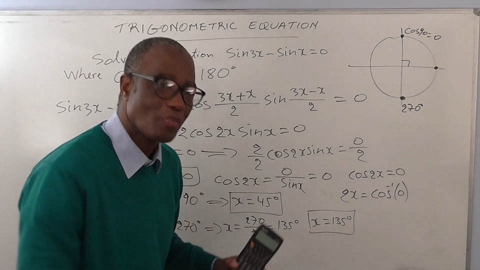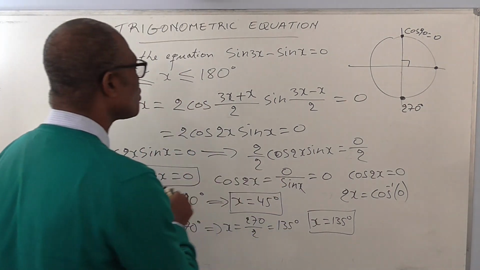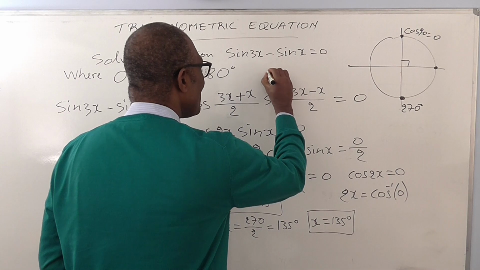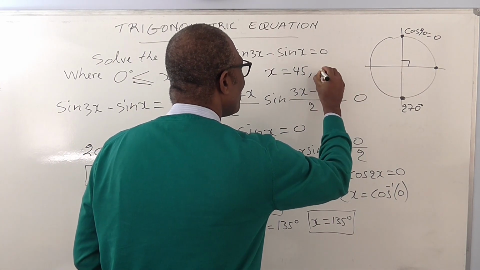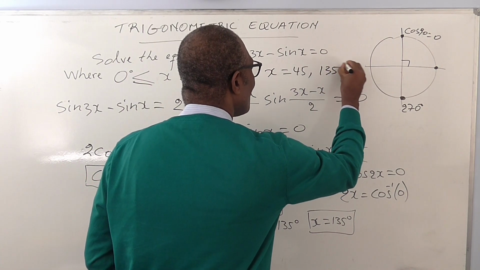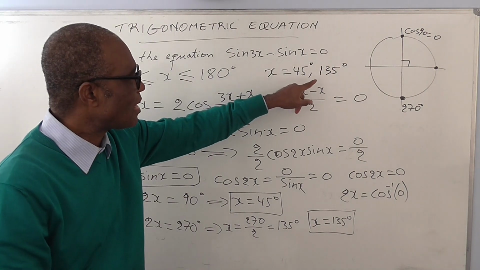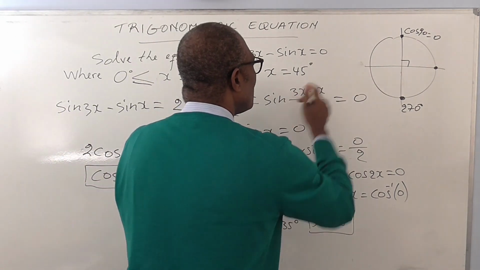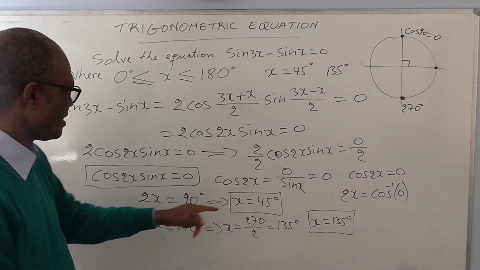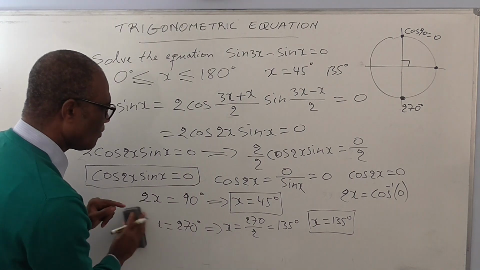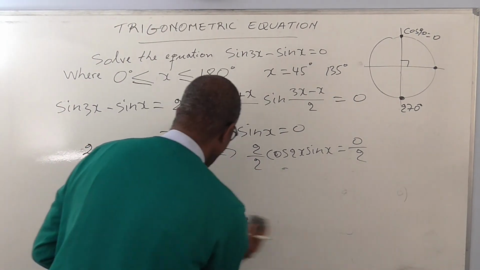But remember that the first two solutions that we got, I'm going to write here the first two solutions that we got. I'm going to put here x is 45 degrees, and another one, x is 135 degrees. So the first two solutions that we have, they are there. Okay, now I'm going to use the sine.